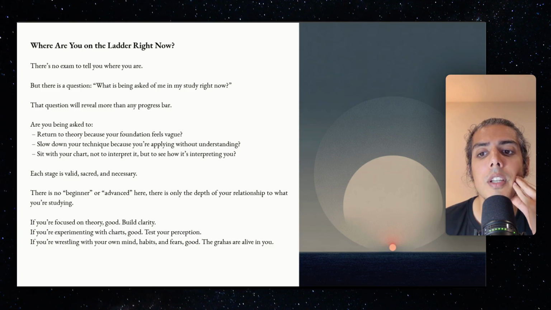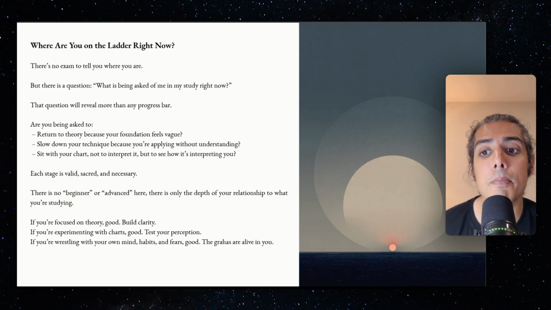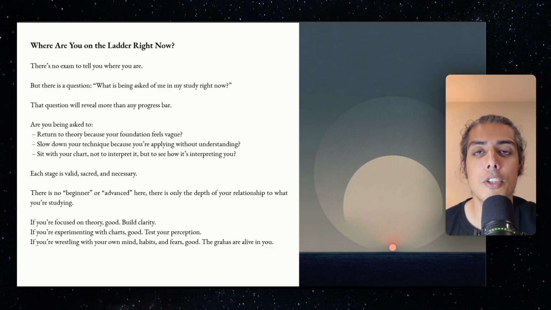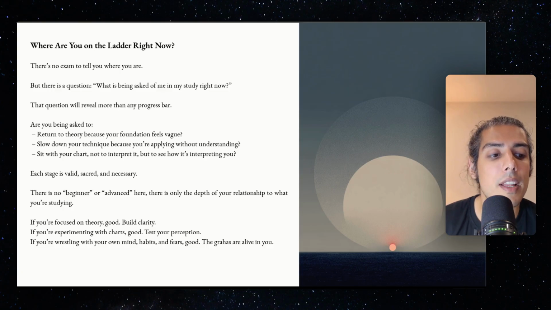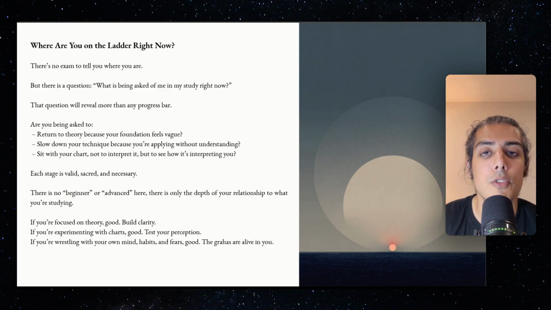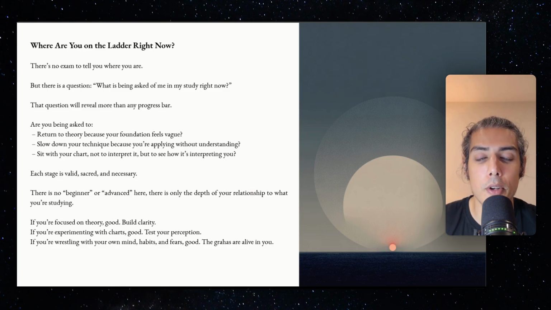So if you're focused on theory, good, build clarity. If you're experimenting with charts, good again, test your perception. If you're wrestling with your own mind, habits, fears, good again. The grahas are alive in you, you're human. Find compassion, more understanding, and figure out all these other psychophysical therapeutic techniques in Ayurveda, yoga, and Vastu and everything, and make it work with Jyotish. And those are the things that help us resolve the problems that we encounter in Jyotish, the problem statement of our being, the prarabdha.